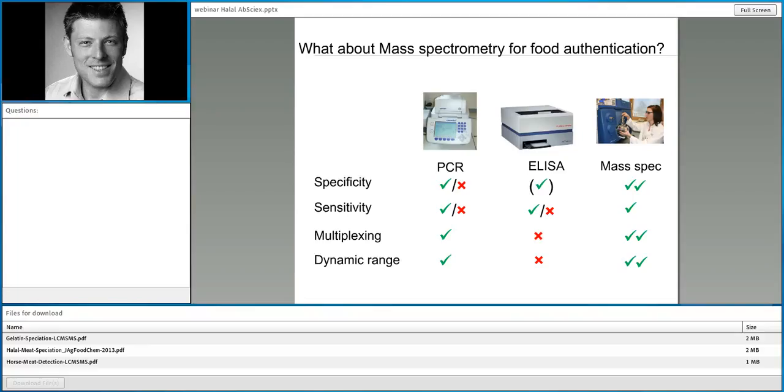Sensitivity at the moment is comparable with the most sensitive PCR and ELISA methods, so it's already pretty good, and we will see where we will end up with sensitivity. And one of the massive advantages is really the possibility of multiplexing. So you can really have several biomarker peptides per species, and you can then also analyze several species in one run. This is really one of the great advantages for mass spectrometry.